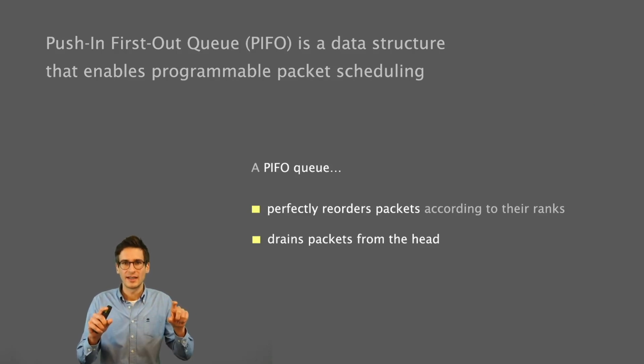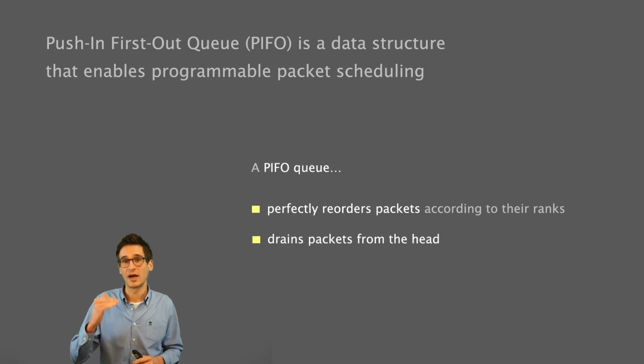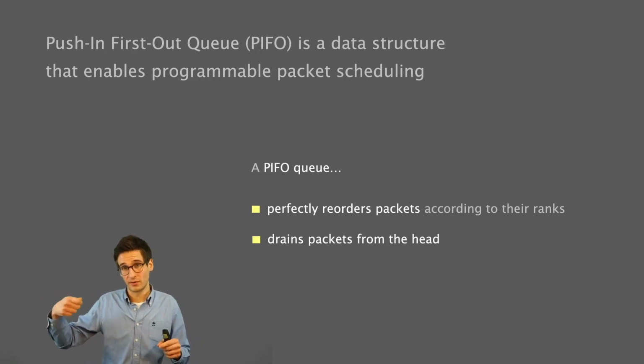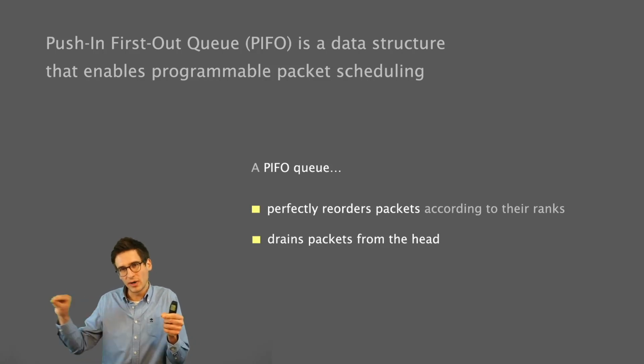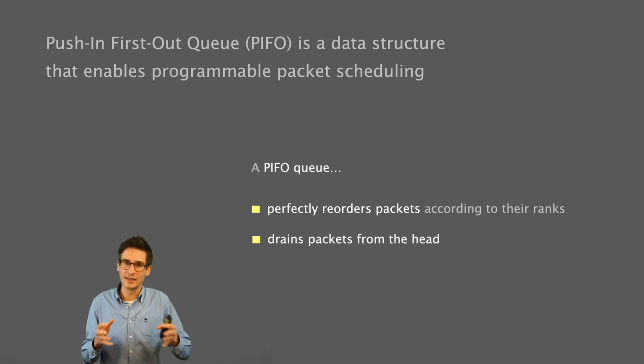It's a data structure that can reorder packets arbitrarily at line rate according to their rank. A PIFO queue assumes that each packet comes with a rank that indicates its priority. And here in my presentation, a lower rank means a higher priority. So a rank of 1 means a more important, more prioritized packet than a rank of 2. So a PIFO queue can take ranked packets and automatically reorder them so that when you drain the queue from the head, the packets will always leave in increasing order of rank. So it's like perfect reordering that happens automatically at line rate. At least that's the theory.